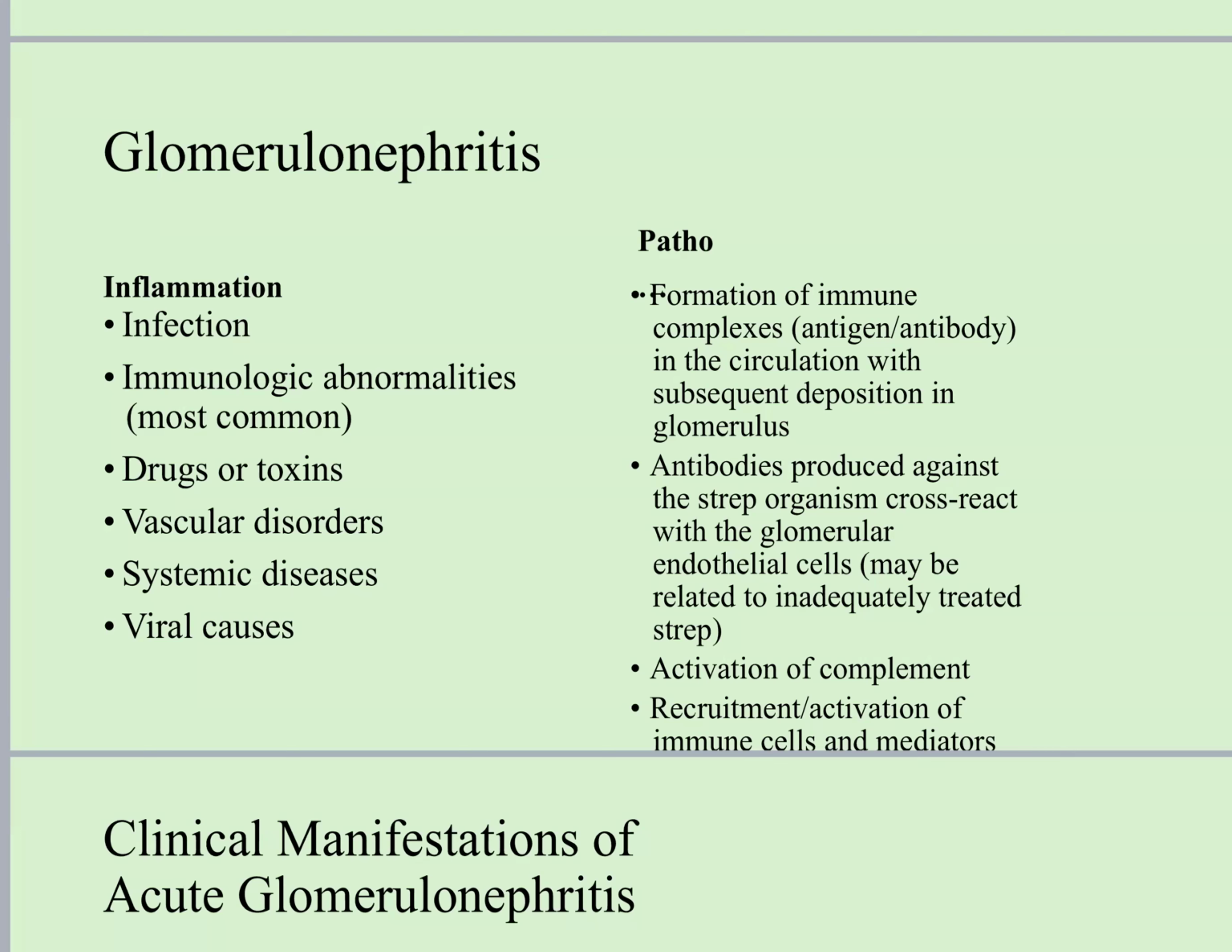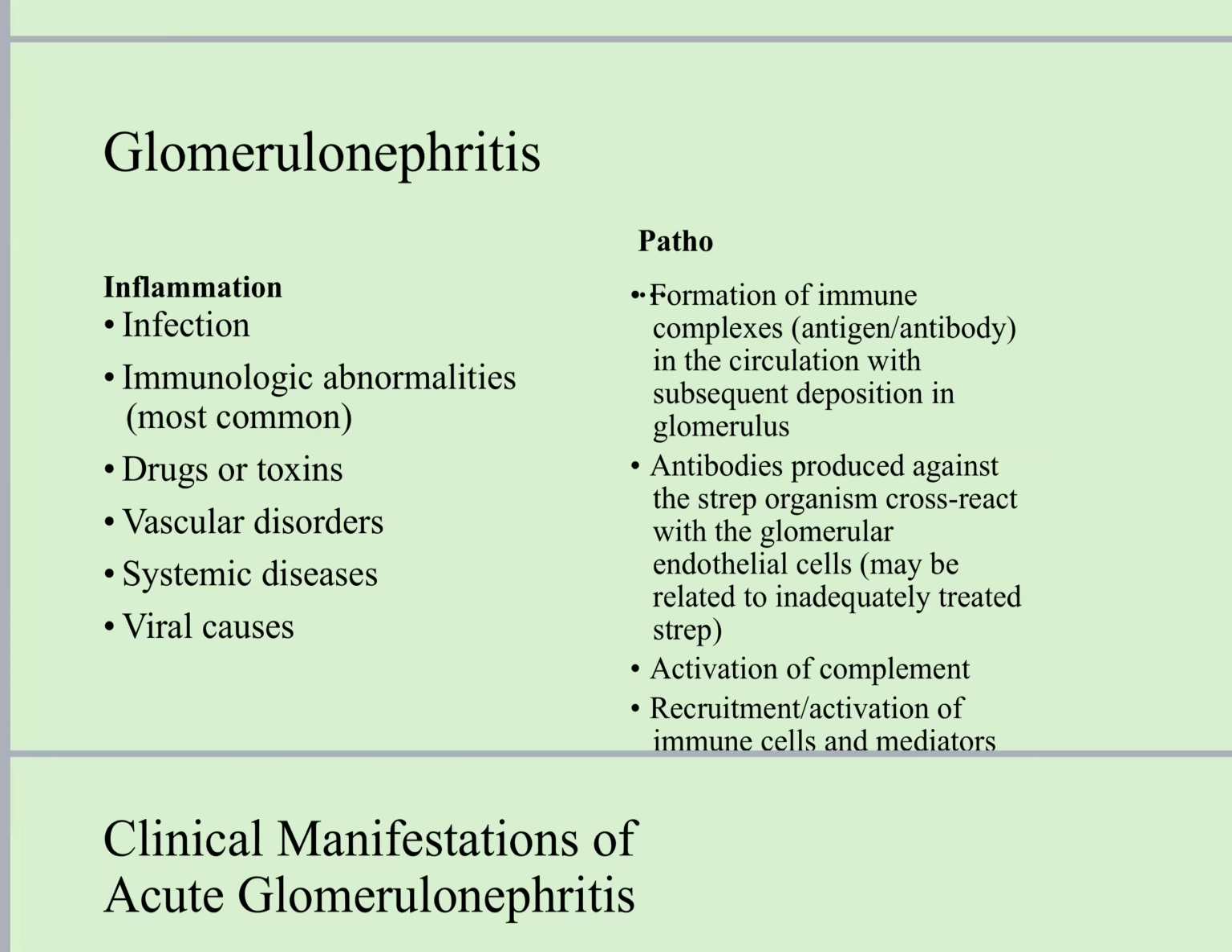So, what can happen is you form immune complexes in the circulation with those depositing in the glomerulus. And then the antibodies produced against the strep organism cross react with the glomerular endothelial cells. And that can be related to inadequately treated strep. That activates a whole complement cascade, and then all of these immune cells and mediators show up. So this can happen after an infection with strep.